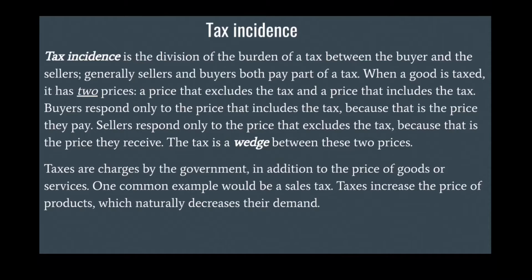When a good is taxed, it has two prices: a price that excludes the tax and the price that includes the tax. Buyers respond only to the price that includes the tax because that is the price they pay. Sellers respond only to the price that excludes the tax because that is the price they receive. The tax is a wedge between these two prices.